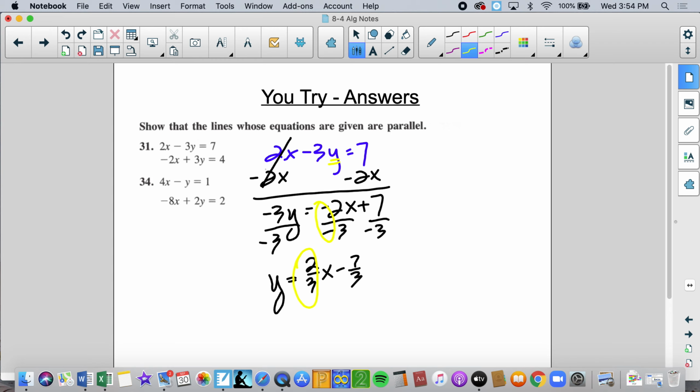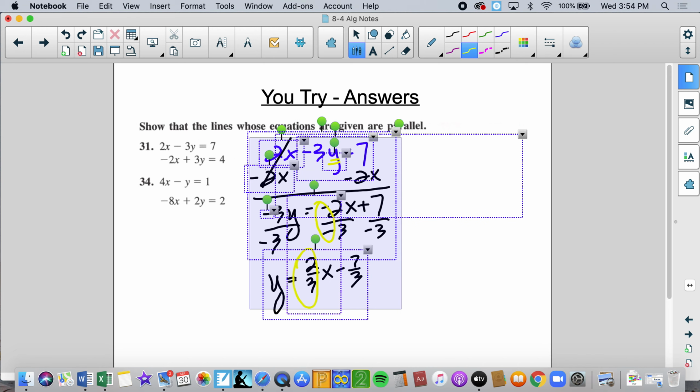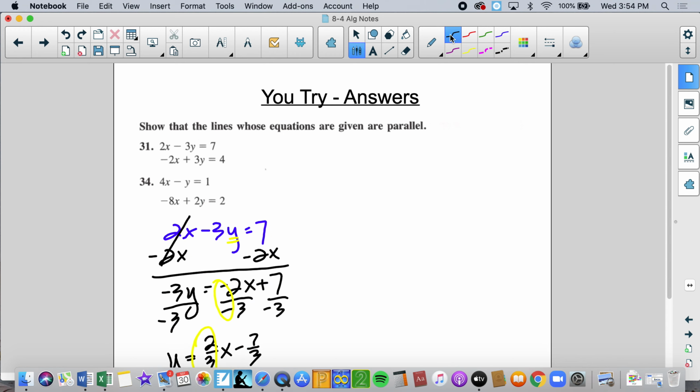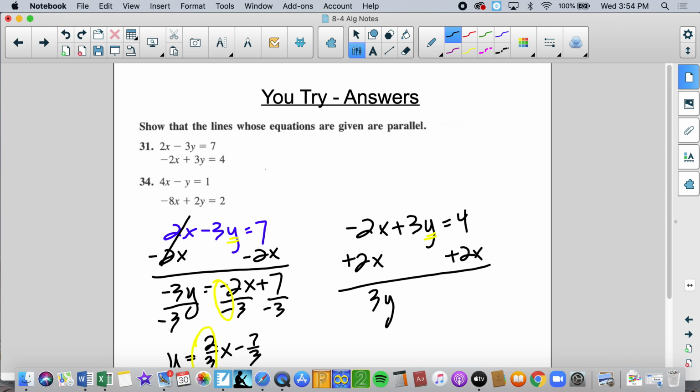We also see that two negatives make a positive, and it must be simplified. You always have to simplify your work. Good. So that's the first equation. Now let's do the other equation. The other equation is negative 2x plus 3y equals 4. Remember, we're trying to isolate y. What's going to get rid of a negative 2x is a positive 2x. You get 3y equals 2x plus 4.